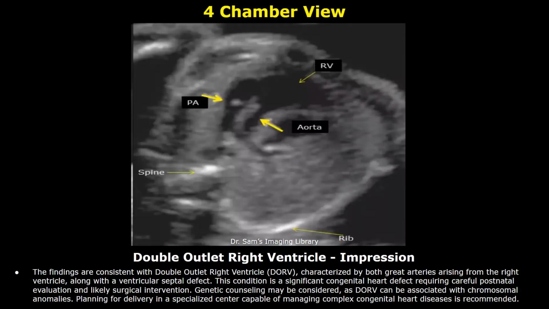Genetic counseling may be considered, as DORV can be associated with chromosomal anomalies. Planning for delivery in a specialized center capable of managing complex congenital heart diseases is recommended.